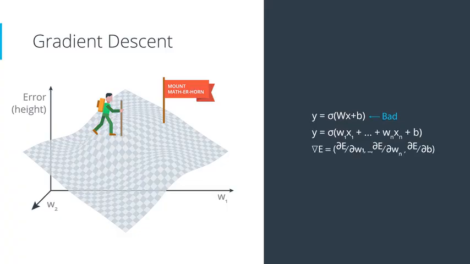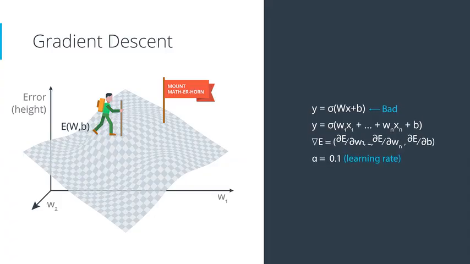But what matters here is the gradient of the error function. The gradient of the error function is precisely the vector formed by the partial derivatives of the error function with respect to the weights and the bias. Now, we take a step in the direction of the negative of the gradient. As before, we don't want to make any dramatic changes, so we'll introduce a small learning rate alpha, for example, 0.1, and we'll multiply the gradient by that number.